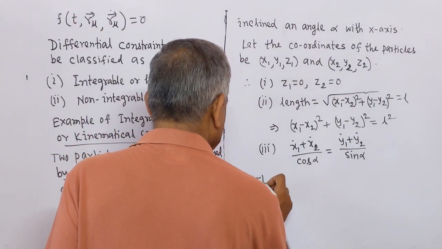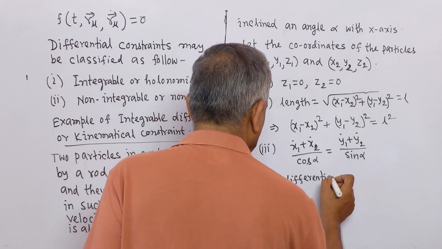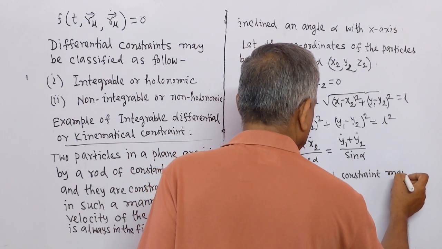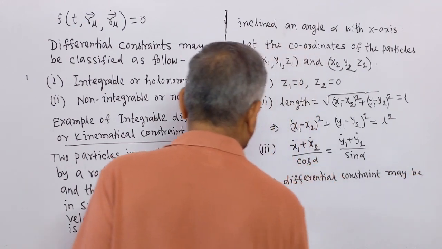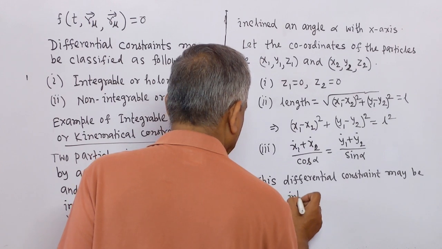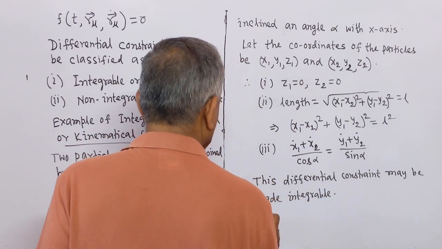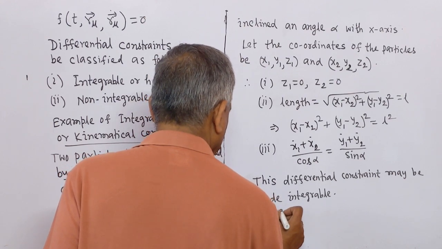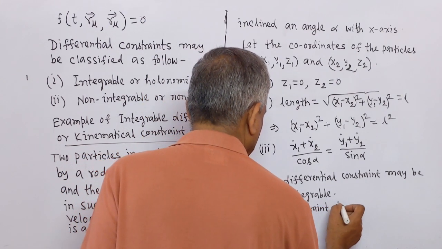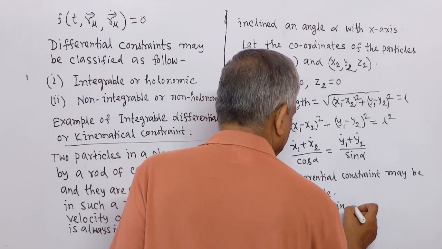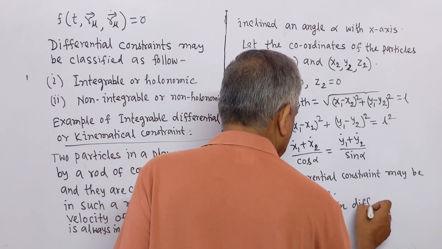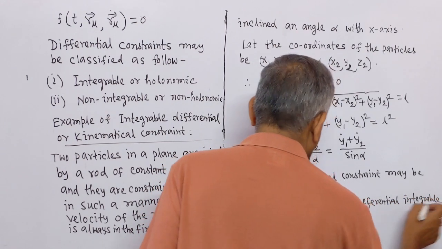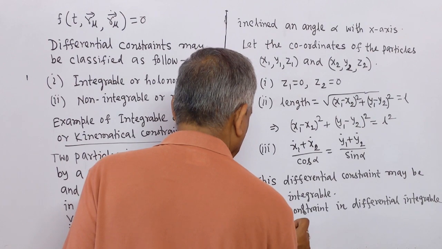This differential constraint may be made integrable. Therefore, the constraint is differential integrable, or holonomic.